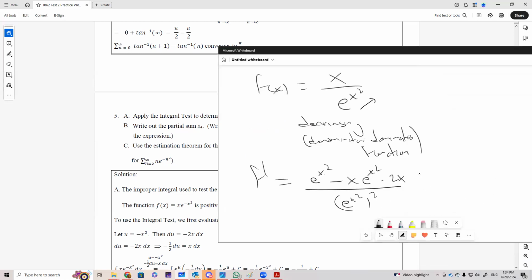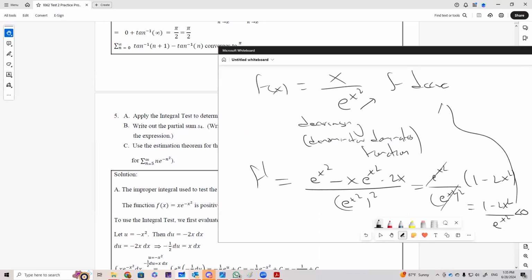But when you're checking the top, you can factor out e to the x squared. And so with the one below, you can cancel one of these. And here the top is just going to be 1 minus 2x squared, which is clearly a negative term. So at the end, this is 1 minus 2x squared over e to the x squared. And this is clearly negative as a derivative. So this implies that f decreases.